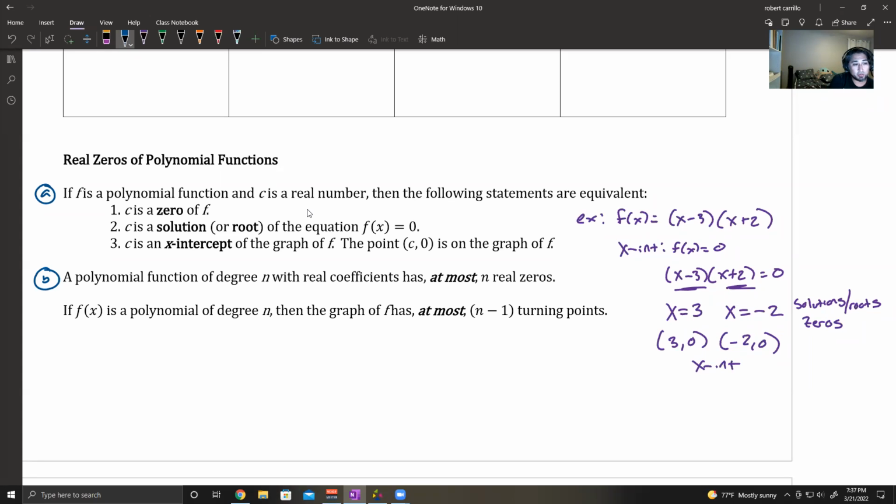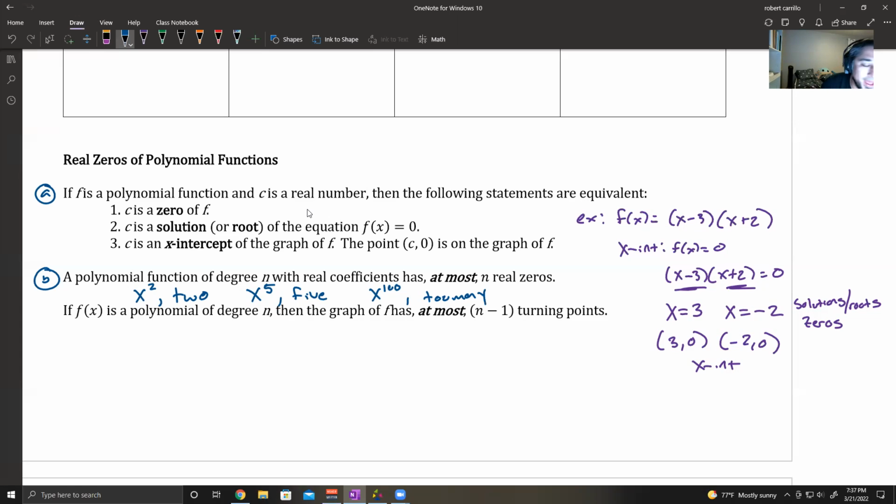So if my function was x squared, how many zeros should I have? Two. If my function was x to the fifth, how many zeros would I have? Five. And a fun one here: if I had x to the 100th, how many zeros would I have? Too many. Or 100, right? You get the point?